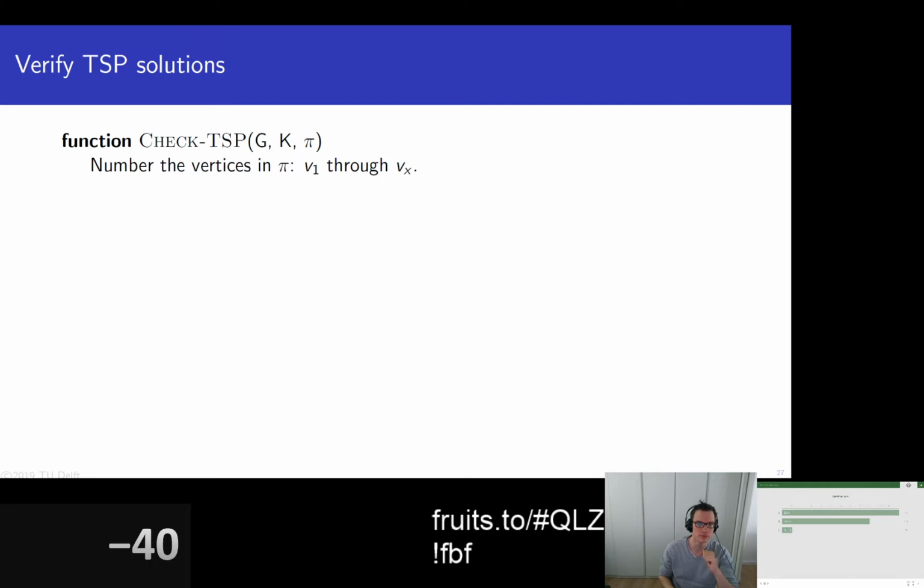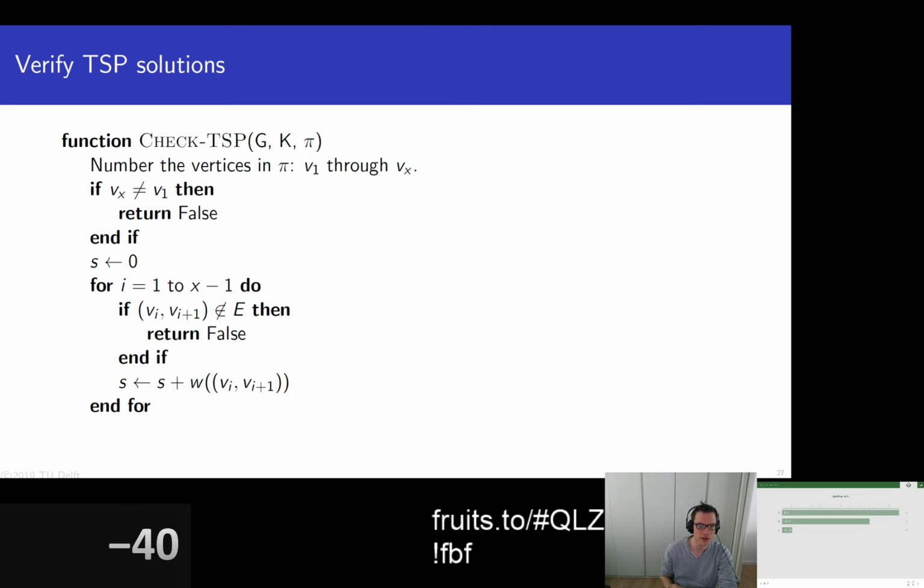Here we go. You give me this path pi, this cycle pi. I label them v1 through vx. First I check, is it indeed a cycle? And then I check, are indeed all of these consecutive vertices connected by an edge. I compute the sum of the weights of these edges, and I return whether this is smaller or equal to k. So indeed, I can verify this in polynomial time.